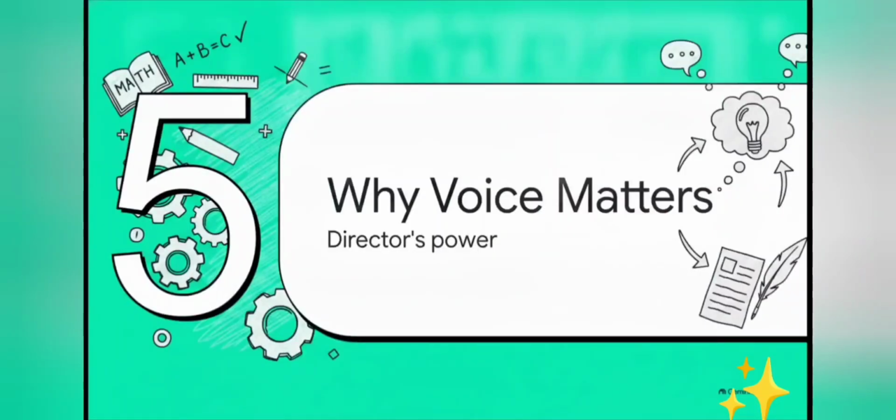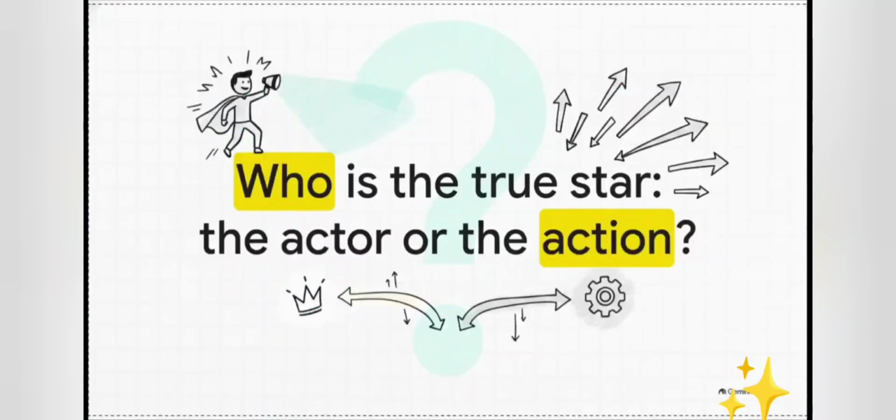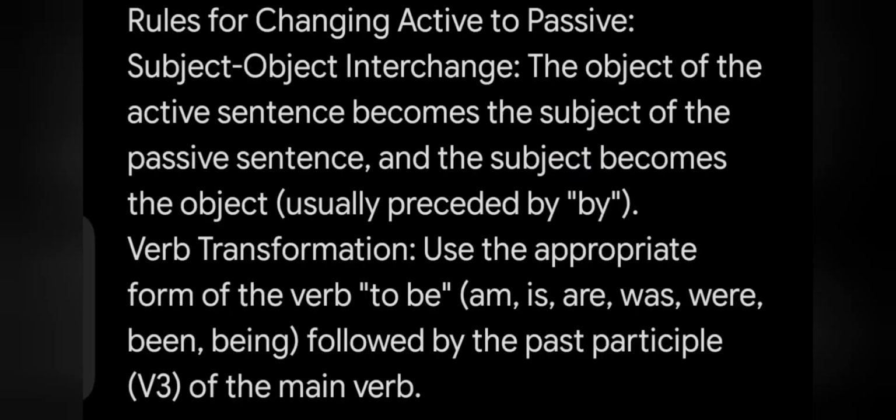And finally, Section 5, why voice matters. So, we've successfully converted all 18 sentences by following strict structural rules. We treated it like math, identifying every subject, verb, and object, and we got the right answers. But why should you care about active versus passive voice outside of a worksheet? Well, by mastering these formulas, you aren't just doing grammar math. You are actually gaining the director's power to intentionally choose who or what gets the spotlight in every single sentence you write. Active voice highlights the hero doing the action. Passive voice highlights the result or the object receiving the action. So the question you have to ask yourself every time you sit down to write is, who is the true star of your sentence? The actor or the action?